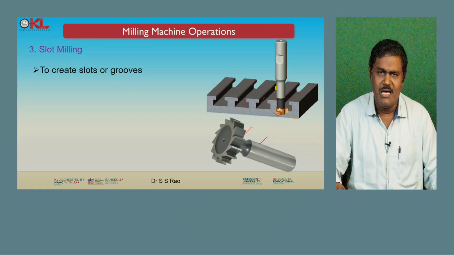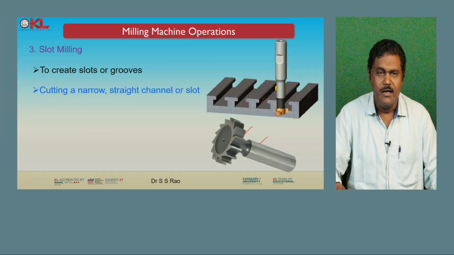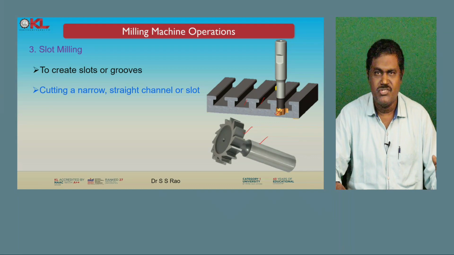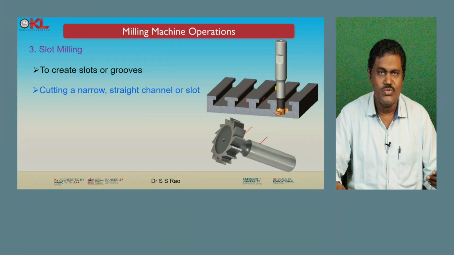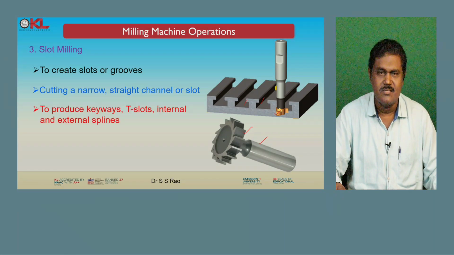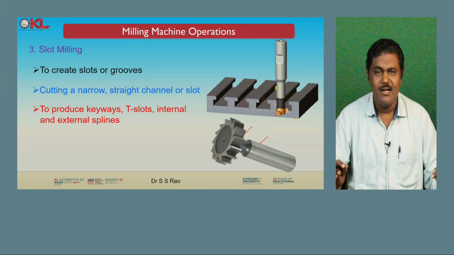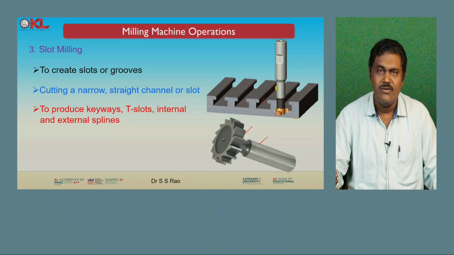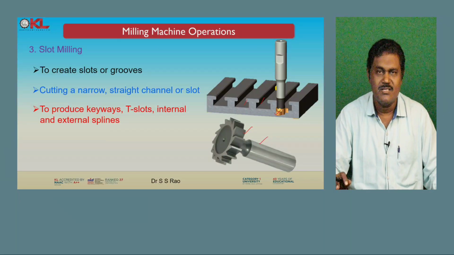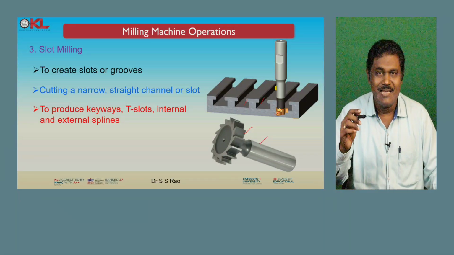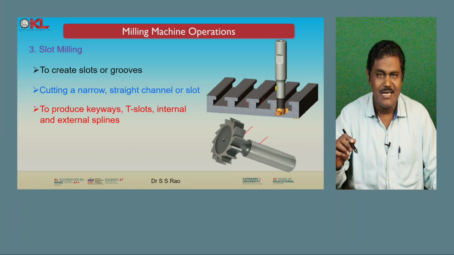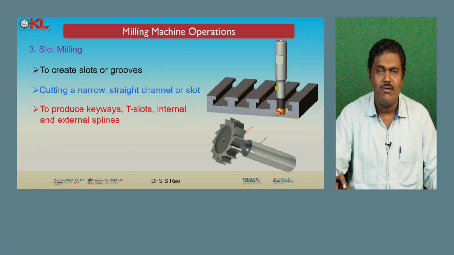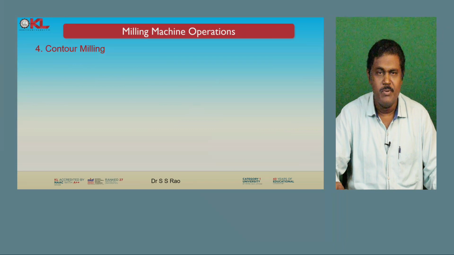It creates slots or grooves, cutting narrow straight channels using these slot milling cutters. So to produce keyways, T slots, and internal and external splines, we can perform these slot milling operations. For the splines on the shafts, we are providing rectangular projections. So that cutting we can perform using these slot milling operations.